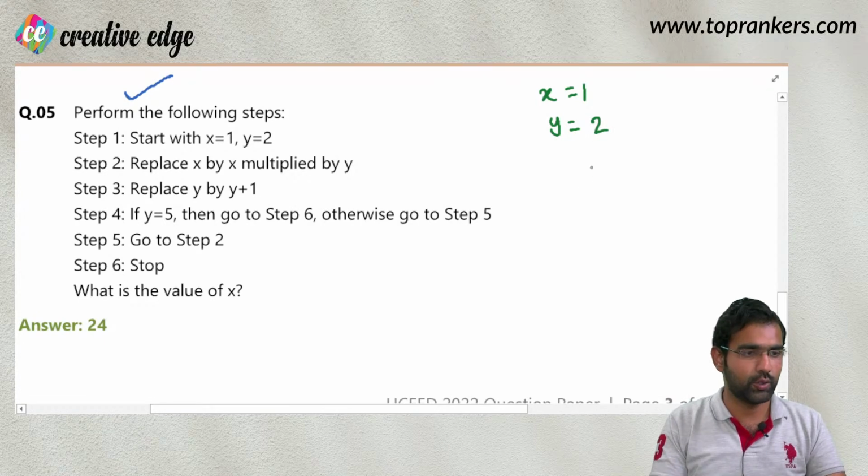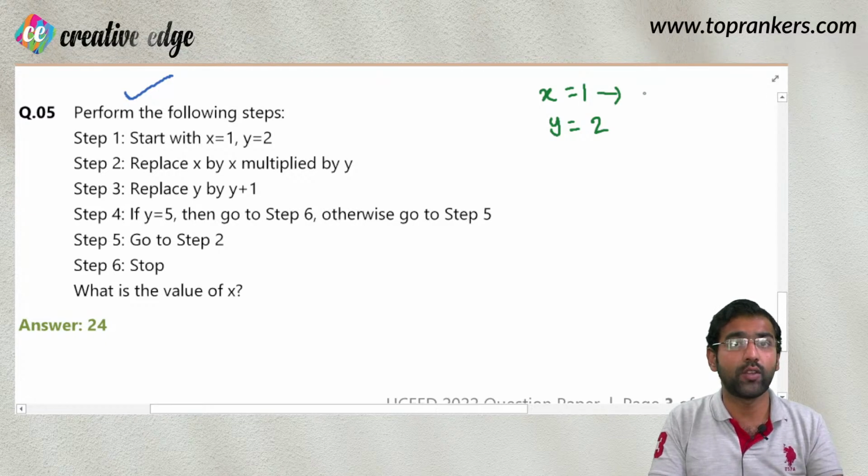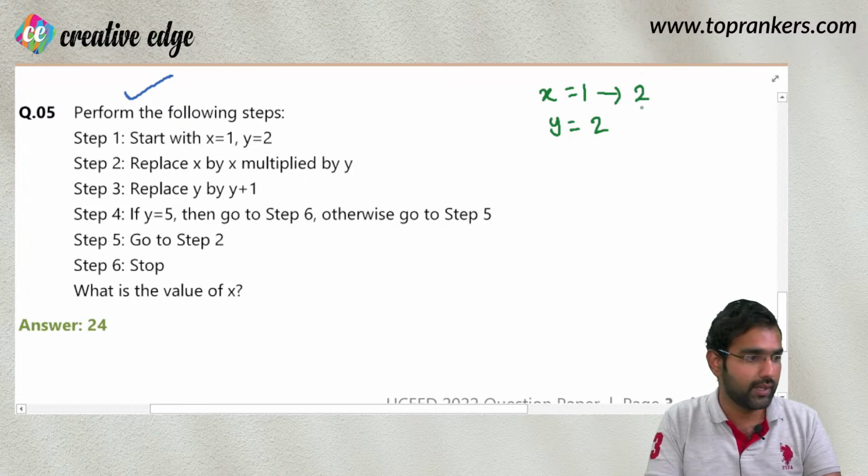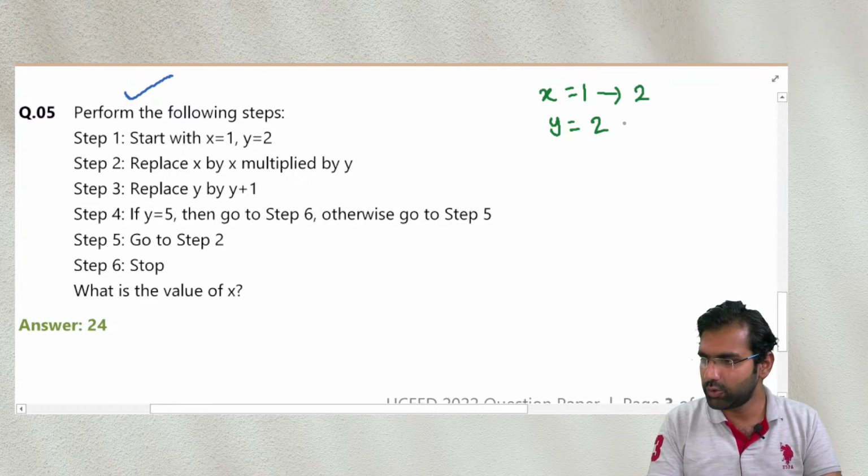So what we need to do is that x को आपको replace करना है by multiplying it by y. So x needs to be updated as xy. X is 1, y is 2. So now the value of x should clearly be 2. I hope that much part is clearly understood by everyone.